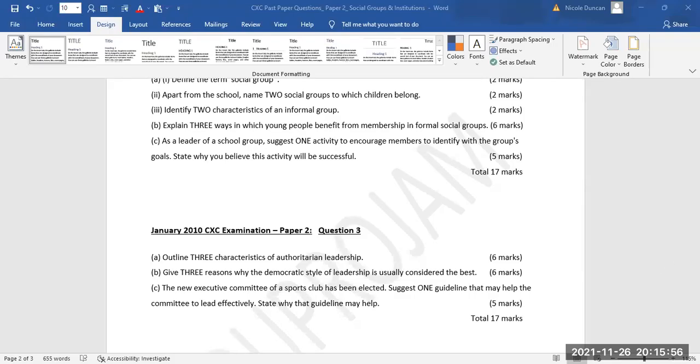Okay, so far we've looked at 4 past paper questions that fall under the topics of social groups and institutions.